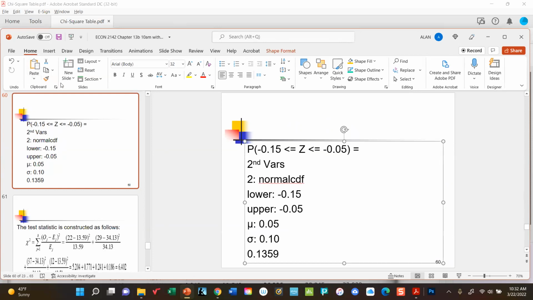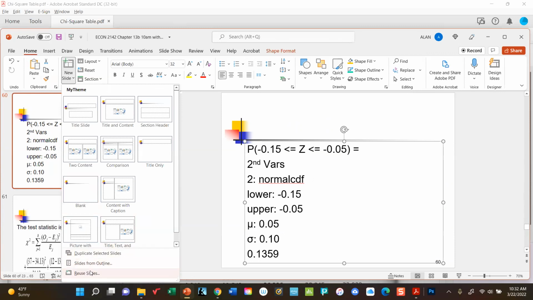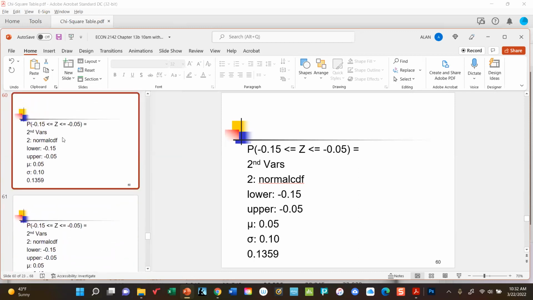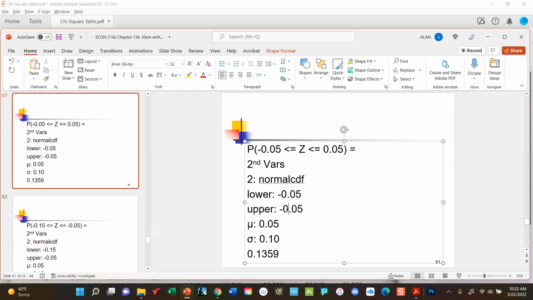All right. So what I'm going to do is quickly take advantage of PowerPoint's wonderful capabilities here. There's no need to type it over again 3 times. Now, the next category is from negative 5 to plus 5. So I only have to change these two. So you change that to negative 0.05 and positive 0.05. And then, whoops, run it again. 0.3413.